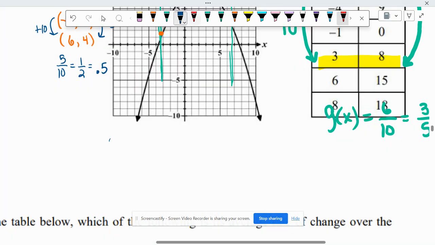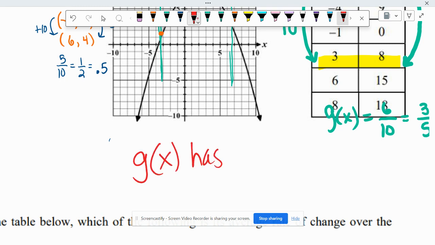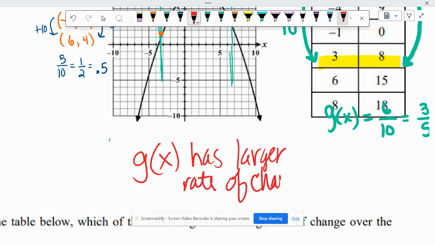So g of x has the larger rate of change at the interval -4 is less than or equal to x is less than or equal to 6. At that interval.